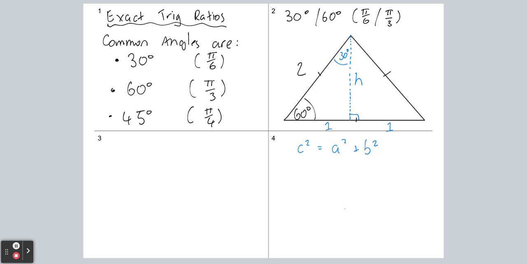Now the hypotenuse is 2, which means that c squared is 2 squared. The bottom has been halved, so now it's 1 squared. And the other thing we don't know is the height, so that's h squared. So I'm now going to subtract 1 squared from both sides. So that's going to be 4 minus 1 is equal to h squared, which means that h squared is equal to 3 and h is equal to the square root of 3. So now we have our three side lengths. We have a side length of 2, a side length of 1, and a side length of the square root of 3.